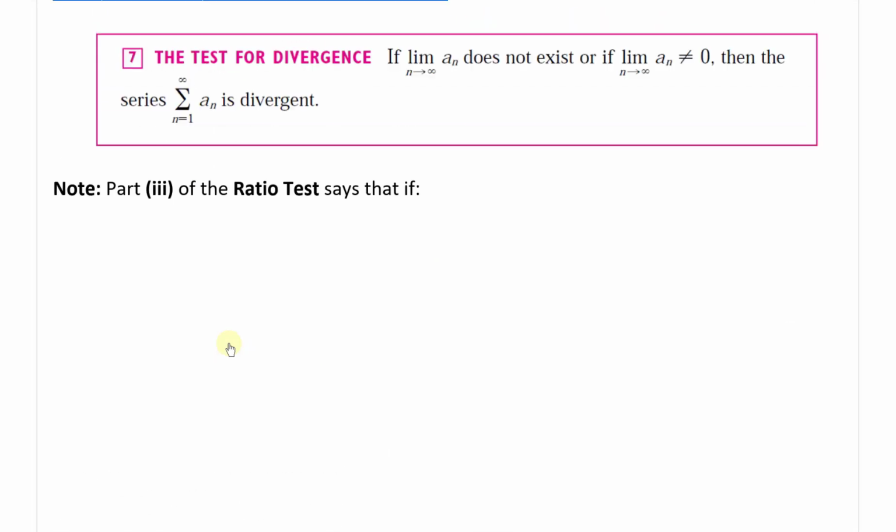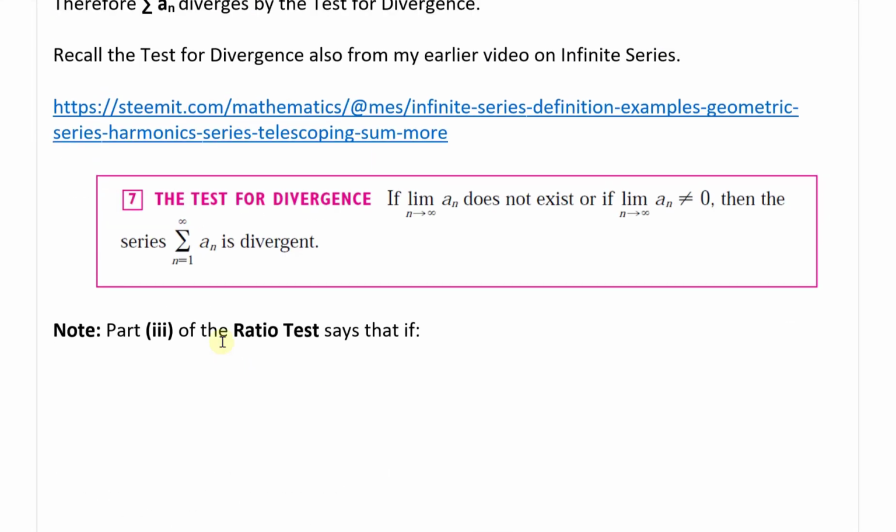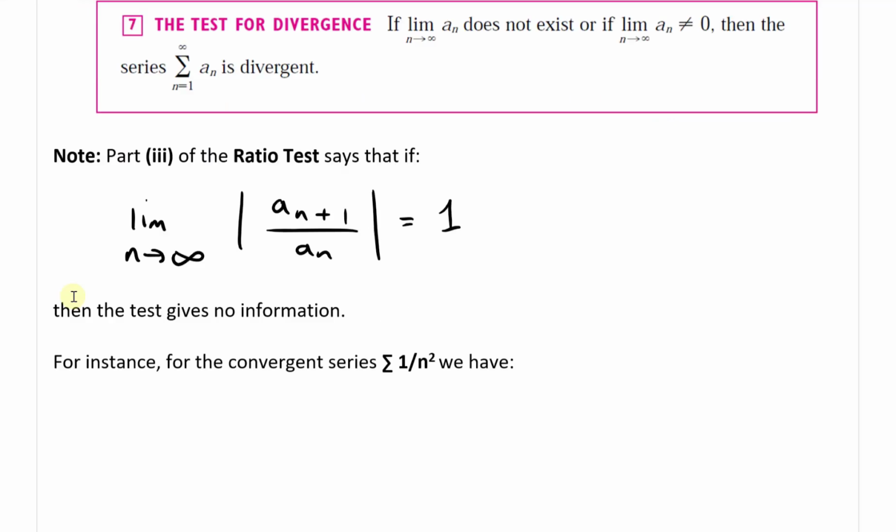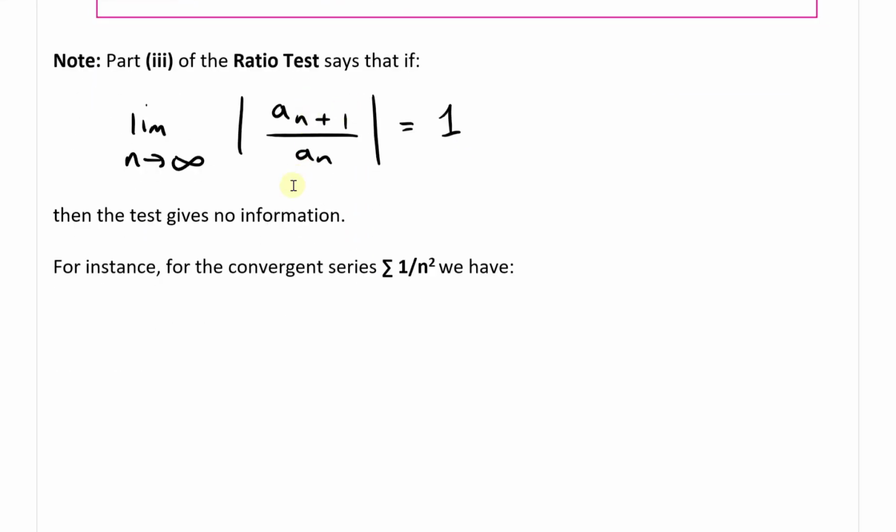So let's write this down. It says that if we have the limit as n approaches infinity of |a_(n+1)/a_n|, if this equals 1, then the test gives no information. So for instance, take the convergent p-series where p is equal to 2, which is greater than 1.